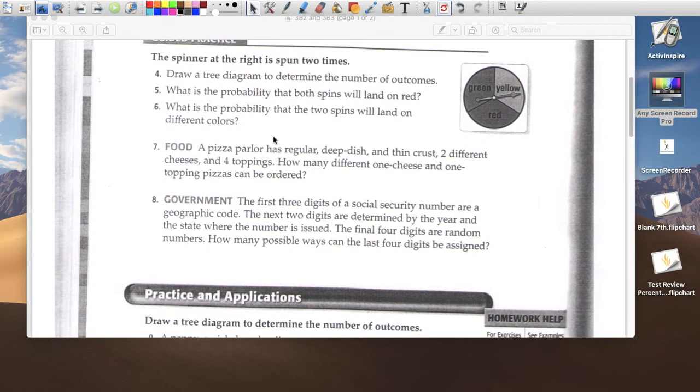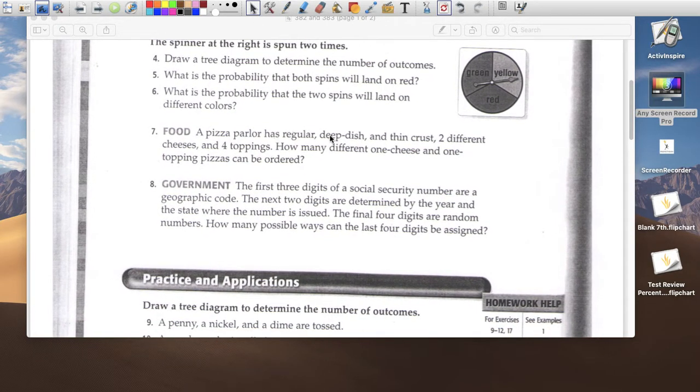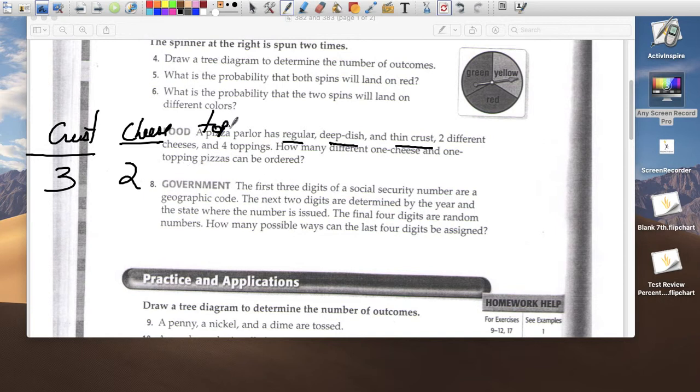Food. A pizza parlor has regular, deep dish, and thin crust. So we're talking about crust, right? On the crust, I have regular, deep dish, and thin. So there are 3 different types of crust. Cheeses, 2 different types of cheeses. So my second option here is cheeses, and there are 2 different types of cheese. And then my last one is toppings. There are 4 different toppings I can choose from.